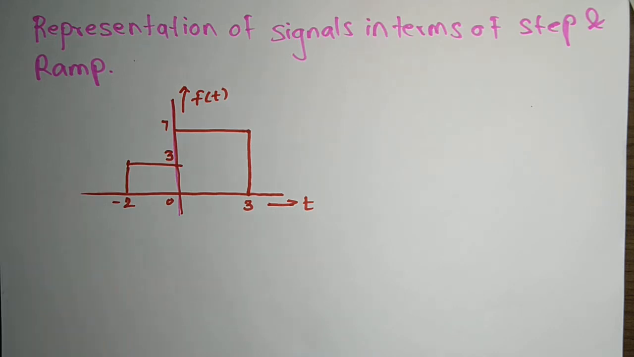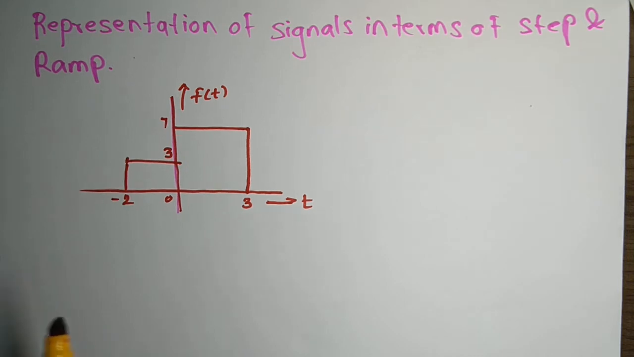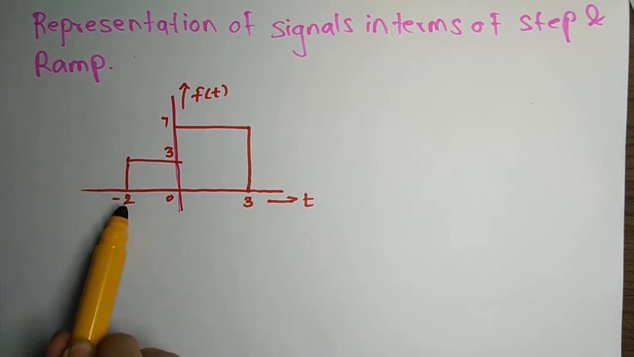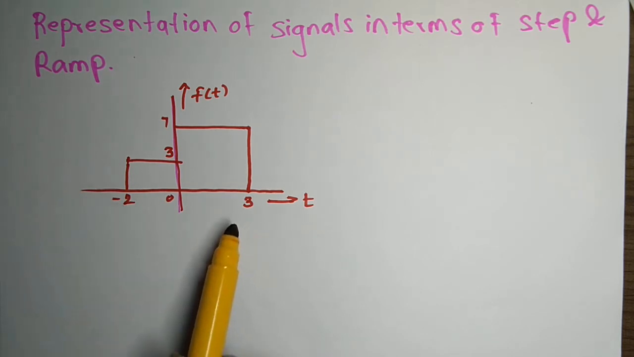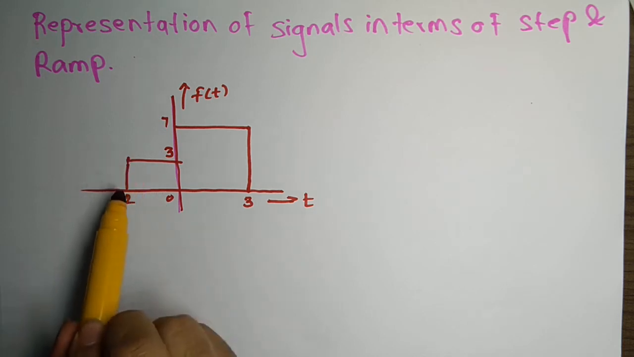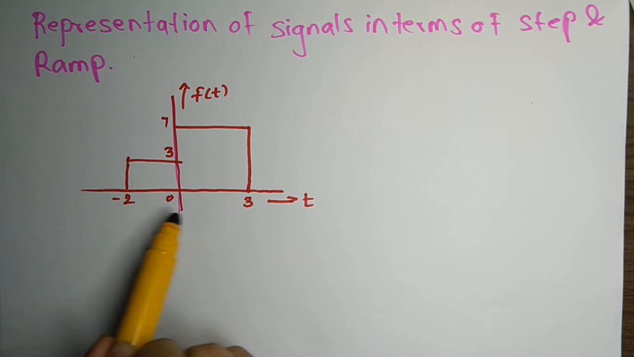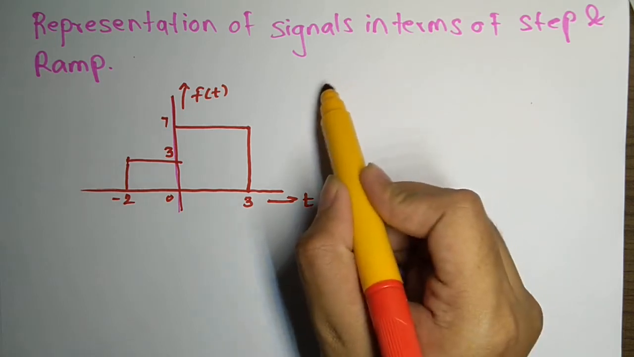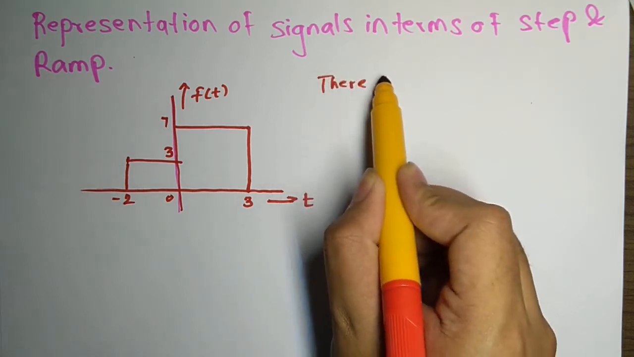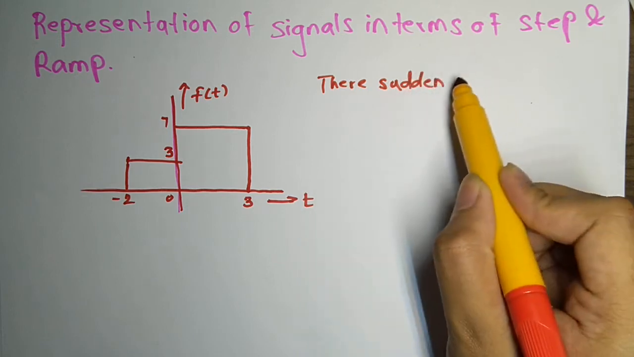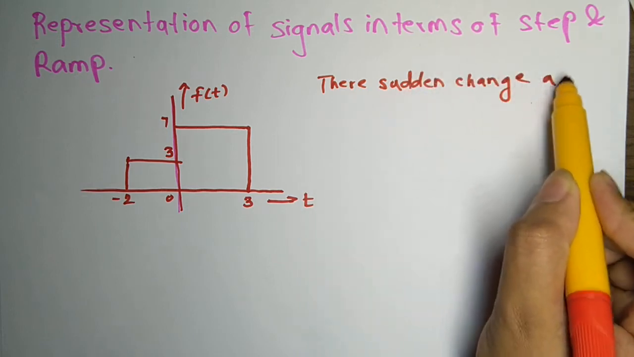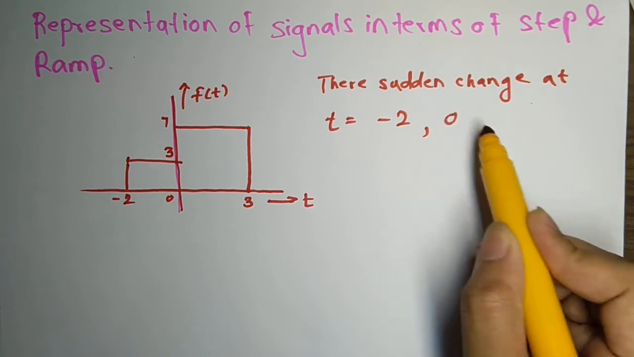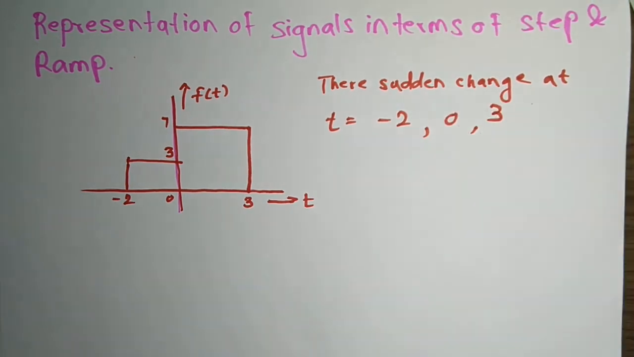see, in this case, like we can't see any slope or any sort of a uniform slope. So as we can see at this point at -2 and at this point at 3 and at 0, there is a sudden increase or decrease in the amplitude of the signal. So according to our technique, we can write there is sudden change at t equal to -2, 0 and 3, correct?